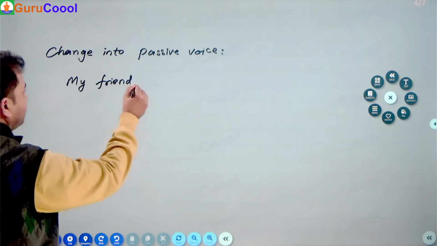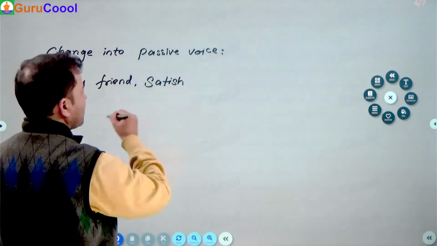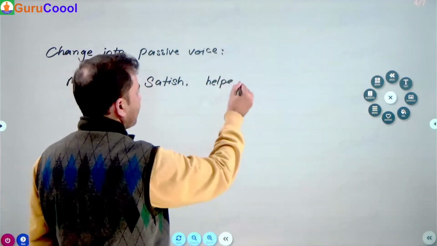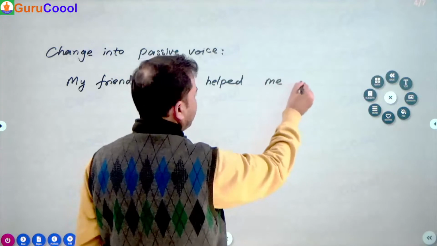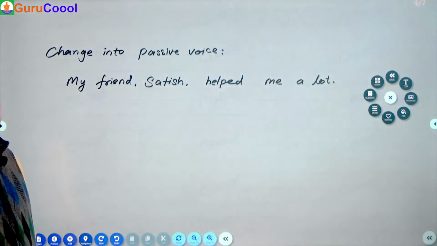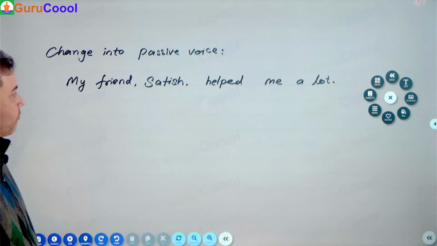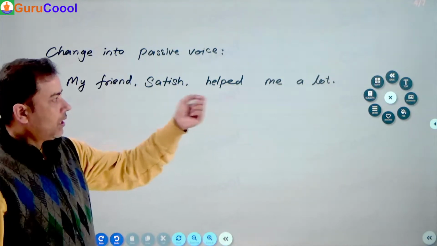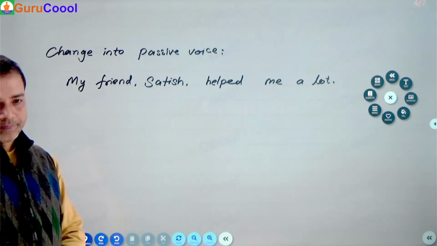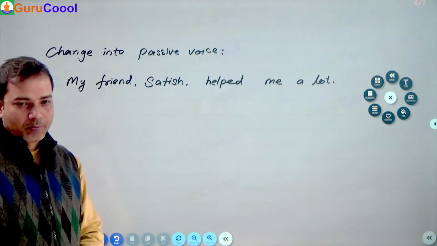My friend Satish helped me a lot. This is the sentence. Okay, Anjali, you don't have any problem. That's great. My friend Satish helped me a lot. Try changing it into passive voice. All of you should try. I'll wait for a moment.